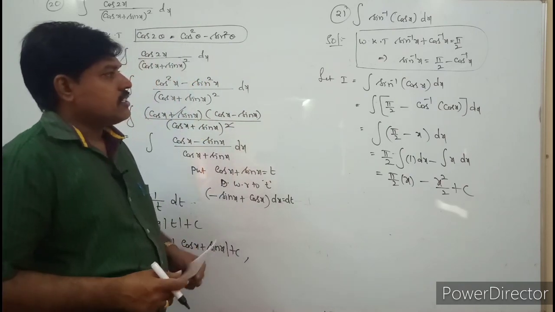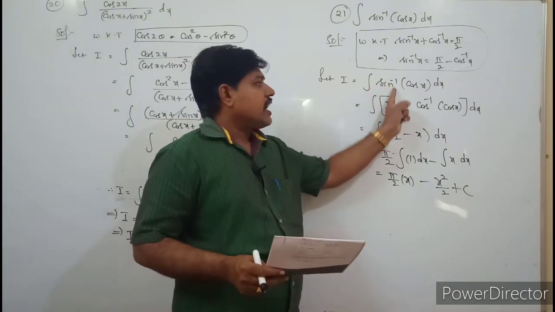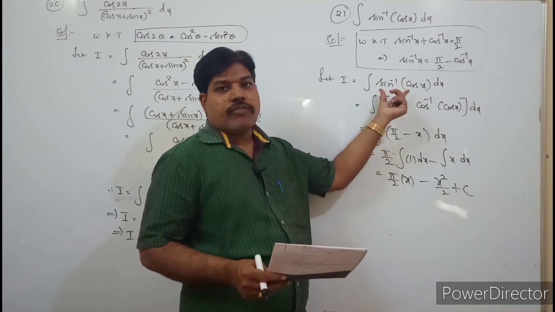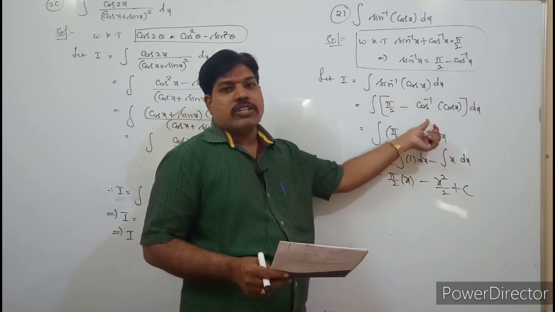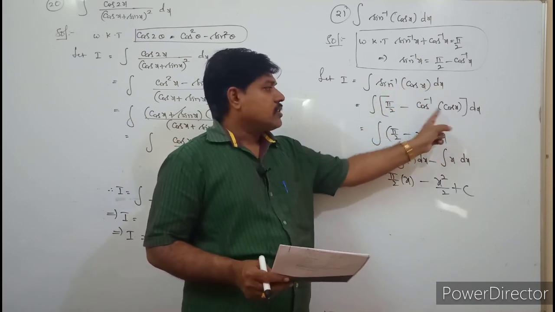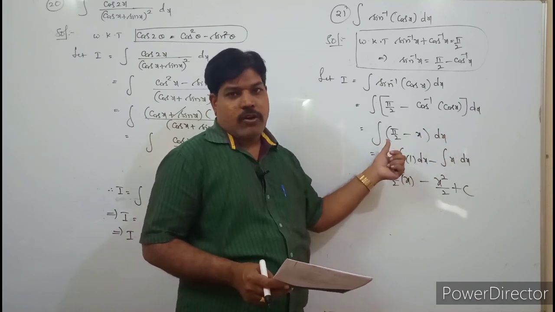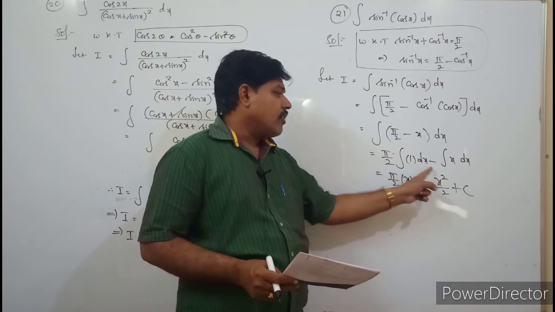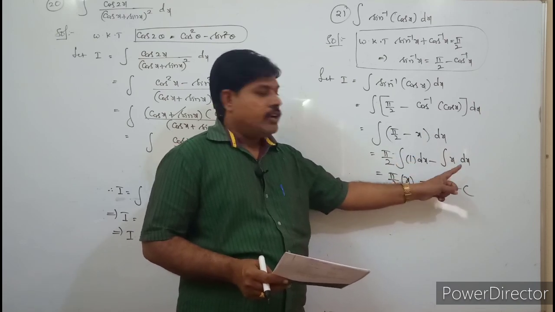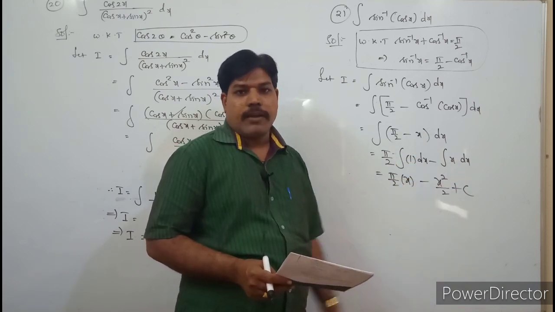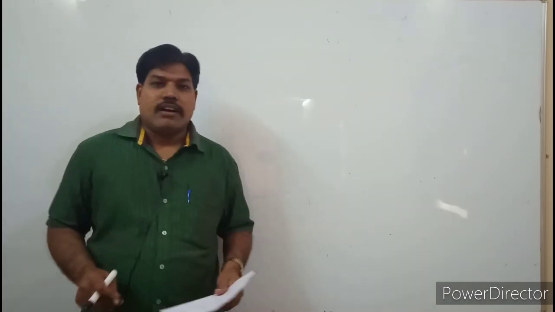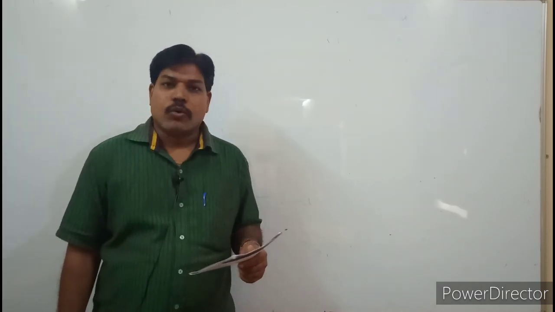So see that question, students. I is equal to sin inverse of cos x. Sin inverse of cos x can be written as pi by 2 minus cos inverse of cos x. Cos inverse of cos x becomes x, so pi by 2 minus x. Apply the integration: pi by 2 is a constant, take it out, integral of 1 into dx minus integral of x. Integral of x is nothing but x square by 2. Okay. See the next question, question number 22.